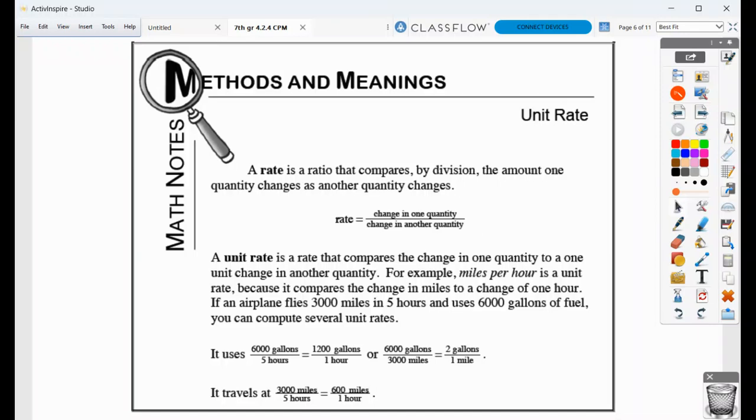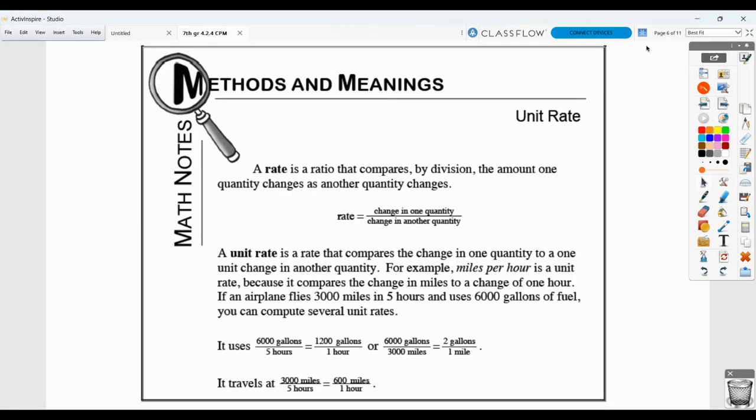Videos to allow you to correct your homework for section 4.2.4. I wanted to start by looking at the methods and meanings.